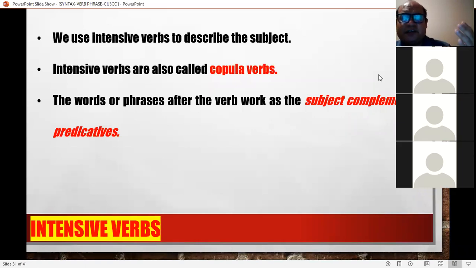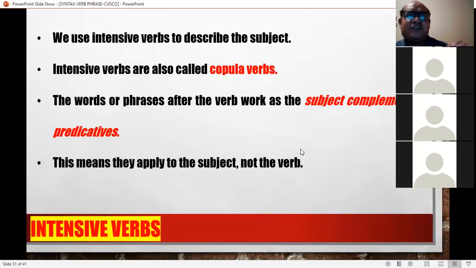Now these verbs are going to work as a link between the subject and the other complement. That's why we have this as a subject complement. They are not verb complements, they are subject complements or predicatives. This means they apply to the subject, not the verb. So the complement that you have after this verb applies not to the verb, but to the subject. And then with the example, we are going to clarify.